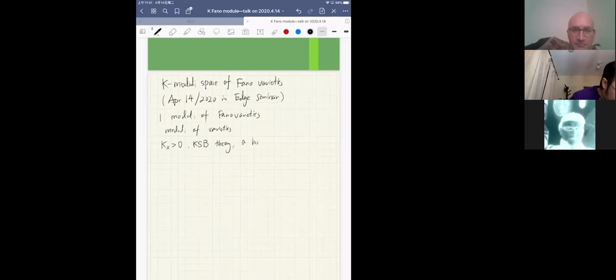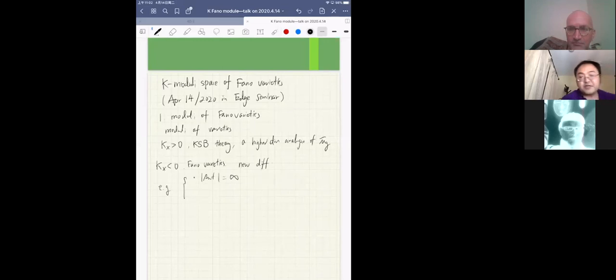So that's a higher dimensional analog of M_g bar. I think everybody knows this. KSB stands for Kollár and Shepherd-Barron. But today we are more interested in the negative case, where K_X is negative. That's what we mean by Fano variety. But then new difficulties come out. First, of course, Fano varieties could have infinite automorphism groups. So this will make the moduli space significantly harder.